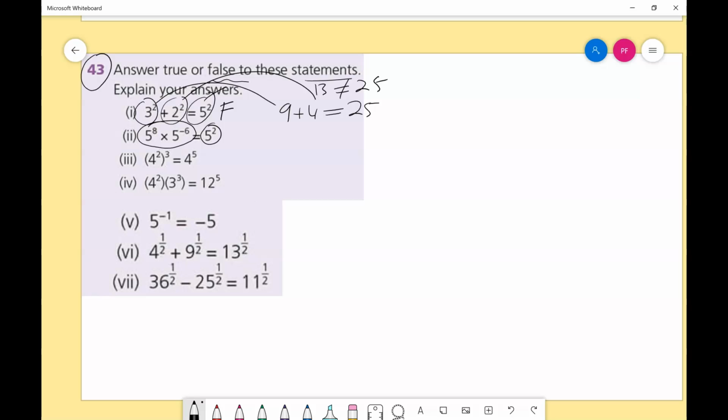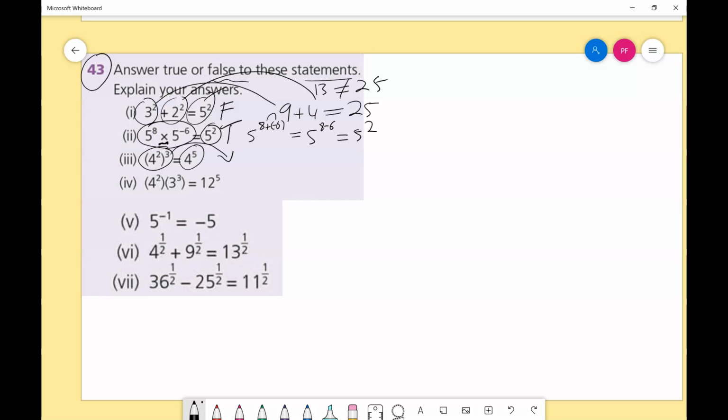5 to the power of 8 times 5 to the power of minus 6 is 5 to the power of 2. Now, we know when we're multiplying, we can add our powers. So let's check that. 5 to the power of 8, and we're adding our powers, so plus minus 6. A plus times a minus is a minus. So 8 minus 6 is 5 to the power of 2. So that is true.